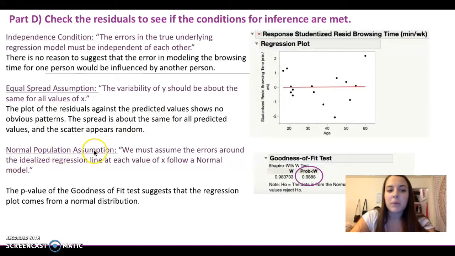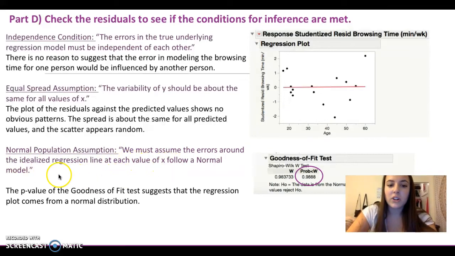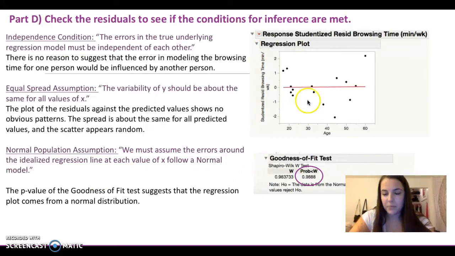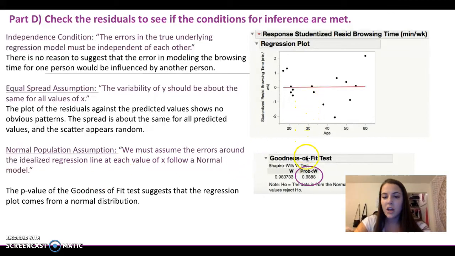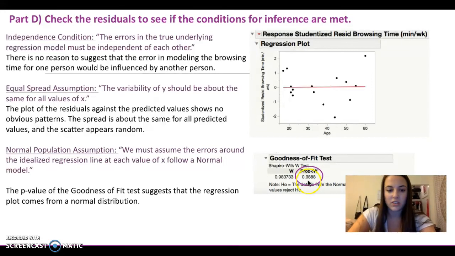And then there's the normal population assumption, which says we must assume the errors around the idealized regression line at each value of x follow a normal model. So after going into the distribution model in JMP, using the studentized residuals of browsing times, the p-value you get for the goodness of fit test is 0.988, and what that means is that you assume it's a normal population because you don't reject the null.